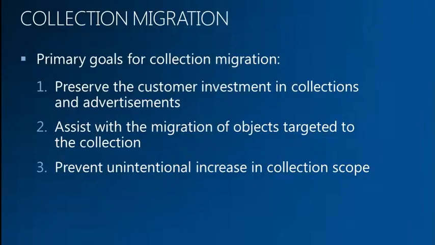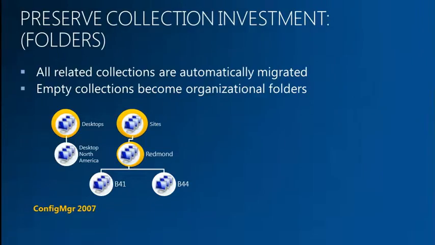I demoed that in pretty much how you select a collection. And then prevent unintentional increase in scope. I'll be talking more about that one. Like I said, collections had to be scoped down, where if you had migrated a collection from a primary site to Config Manager 2012, it's going to greatly increase in scope. And I'll talk about that here in a second.